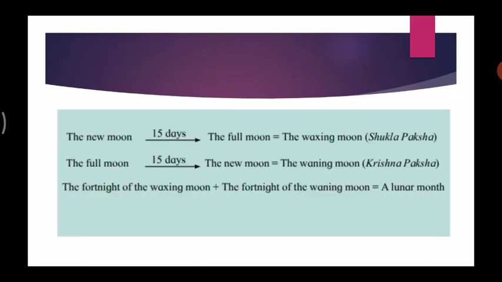Let's move next. Now let's understand this once again. We will revise it. From the new moon to the full moon, it takes 15 days, and this period is called the waxing moon. It is also called Shukla Paksha in India. And from the full moon to the new moon, it takes 15 days, and this period is called the waning moon, or Krishna Paksha in India. Now together, the fortnight of the waxing moon and the fortnight of the waning moon is called the lunar month.